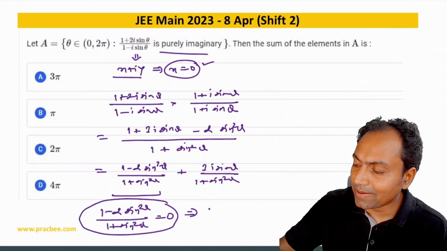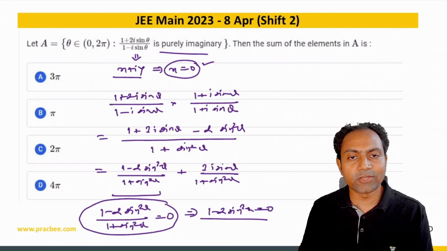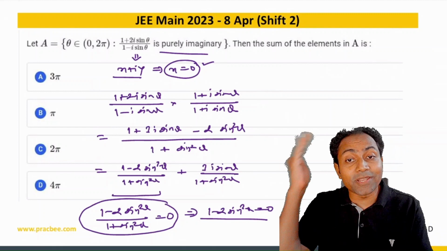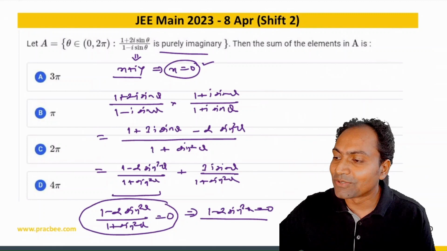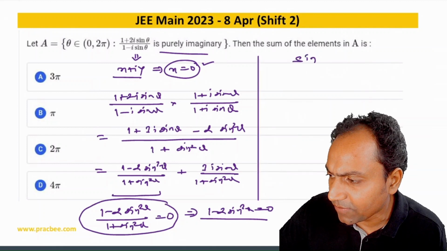Now see, there is a word of caution here. Sometimes we'll directly write this as 1 minus 2 sine square theta equal to 0, and then we'll go and find the solutions. But also check that the denominator is not getting 0 for those solutions. Sometimes we will have to avoid those solutions for which the denominator will become 0. So after this, if I solve, the solution remains same.